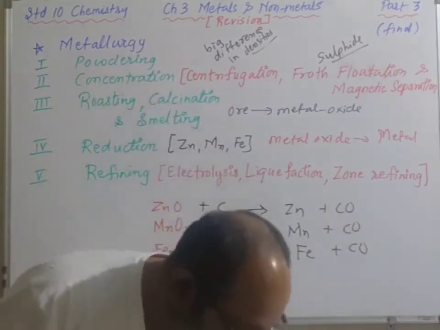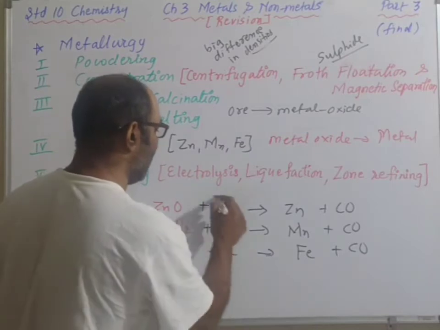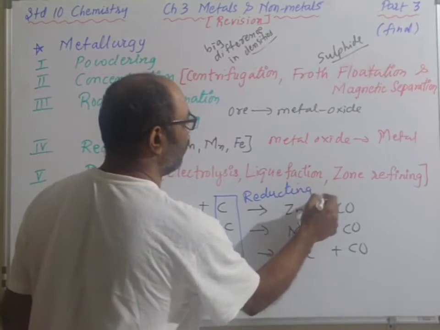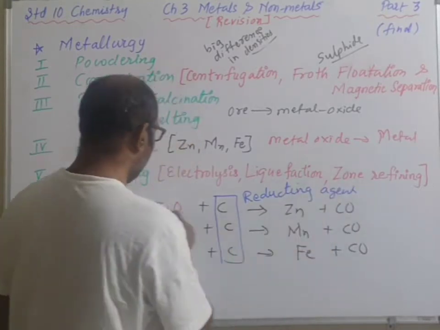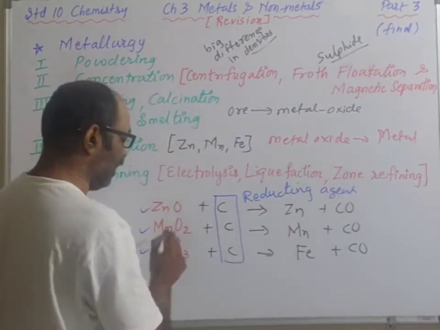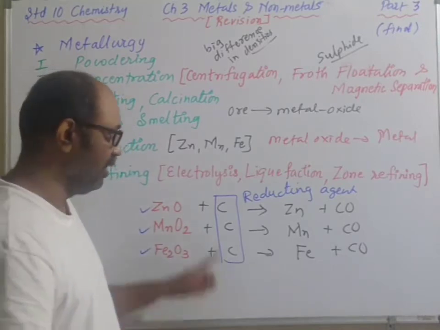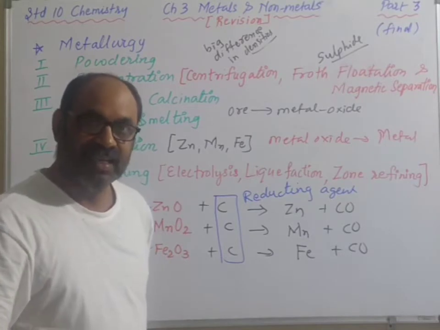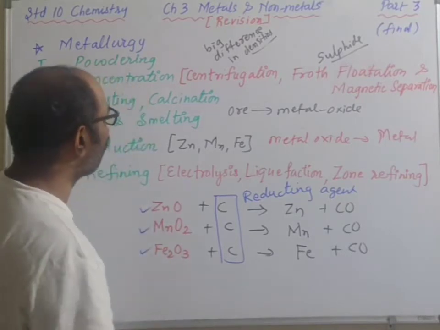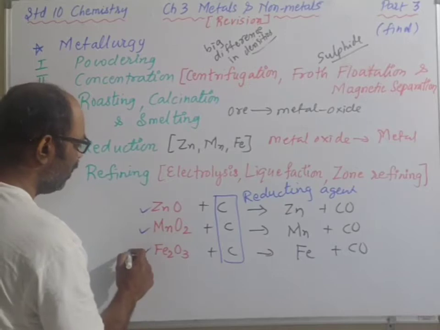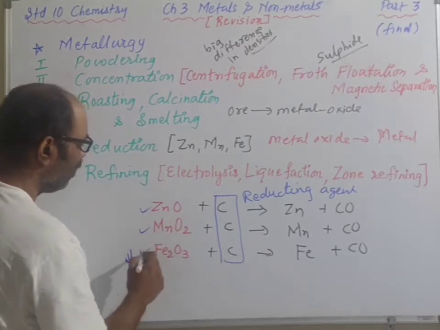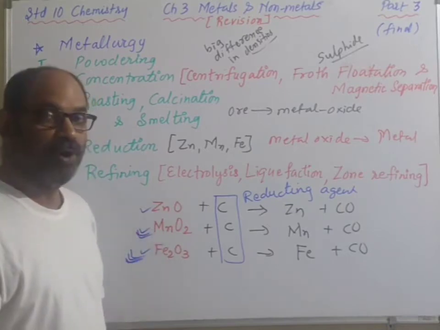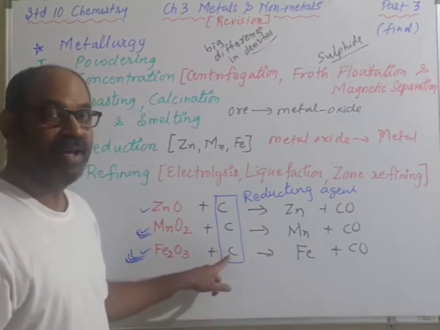Children, so this carbon acts as reducing agent. So zinc oxide, manganese oxide and iron oxide or ferric oxide are reduced by carbon or coke. Alright. Now children, from this iron oxide and manganese dioxide, depending upon the impurity, it may not be reduced by carbon.